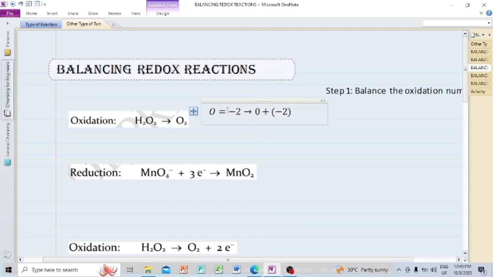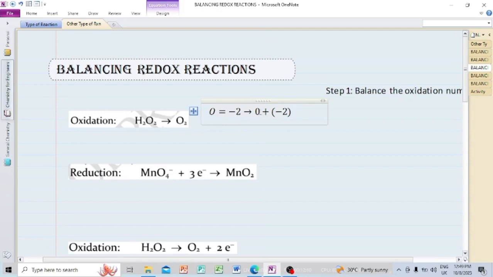Plus negative 2, since, di ba, negative 2, dapat equal siya. Ang oxidation number ng reactant side natin must be equal to the oxidation number of our product side. So, dito, negative 2 yung oxidation number ng ating reactant side. So, let us balance the oxidation number.